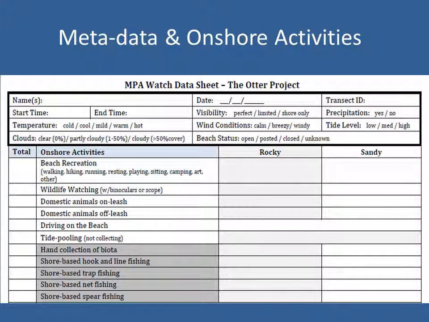Now to explain the new data sheet. This photo shows the top third of the datasheet, and we will go through the rest in the next few slides. Before you begin your survey, walk to the location your protocol asks you to start at. Then collect your metadata shown in the top box. This includes name, date, transect ID, which is simply the name of your survey, for example, Natural Bridges, start time, end time, and weather conditions.